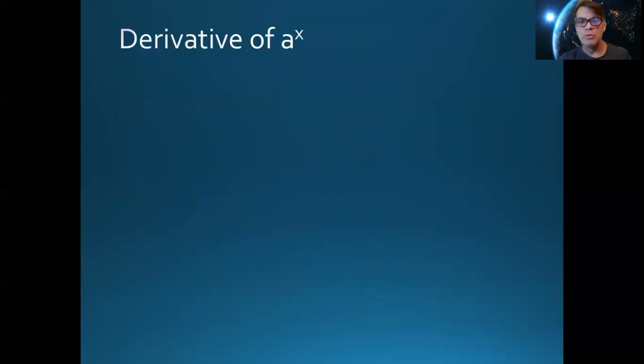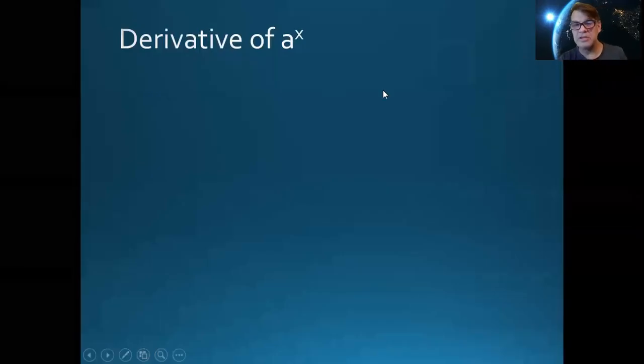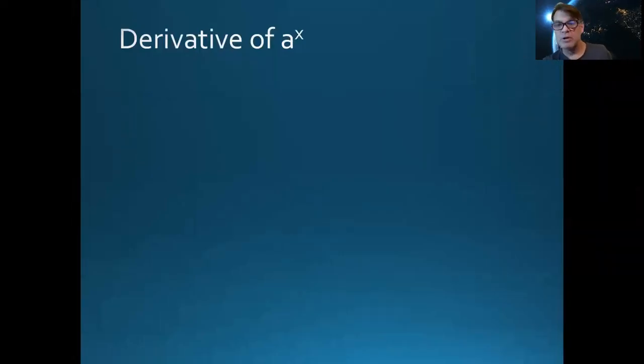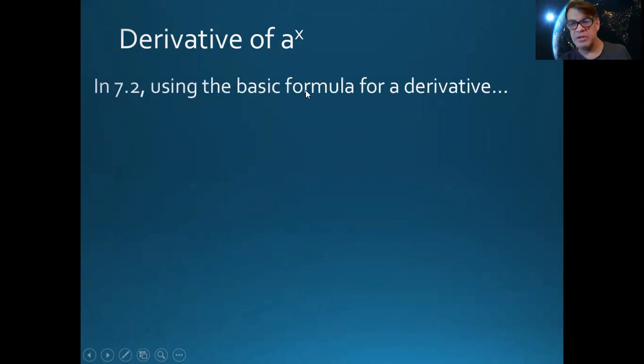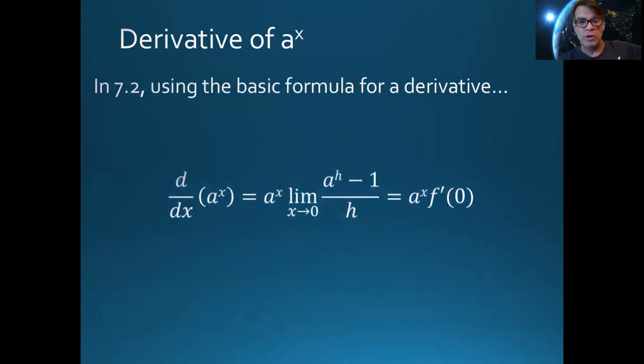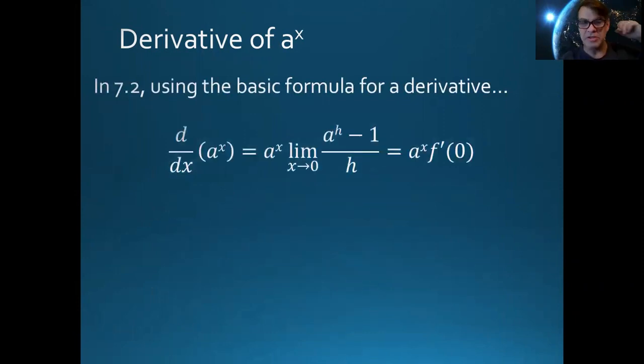Part 2, the derivative of a to the x, of a power. This is a constant raised to a variable. So a to the x is an exponential function. An exponential function is where we have a constant raised to a variable. Okay, so previously in this chapter, we learned, and I don't remember whether I actually talked about this in my video of 7.2. I may have thought, let's hold off for a more appropriate time. It's the more appropriate time.